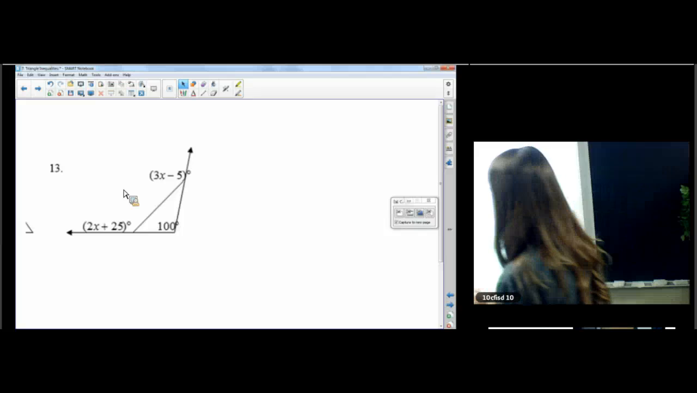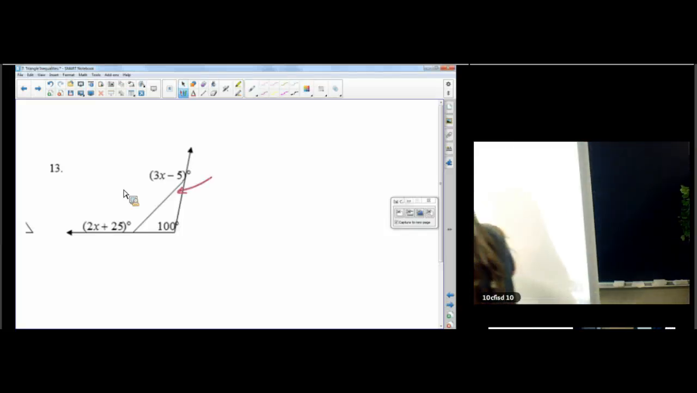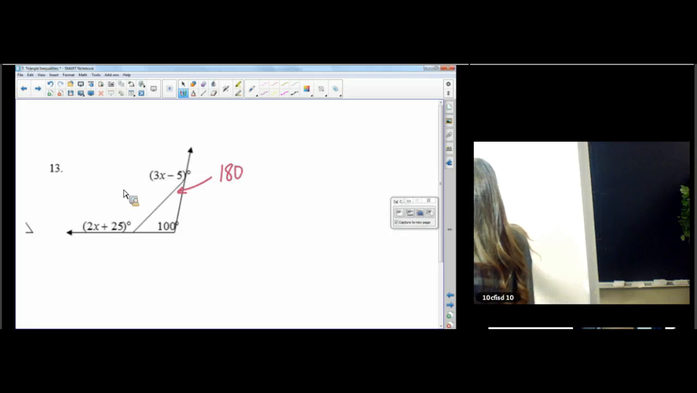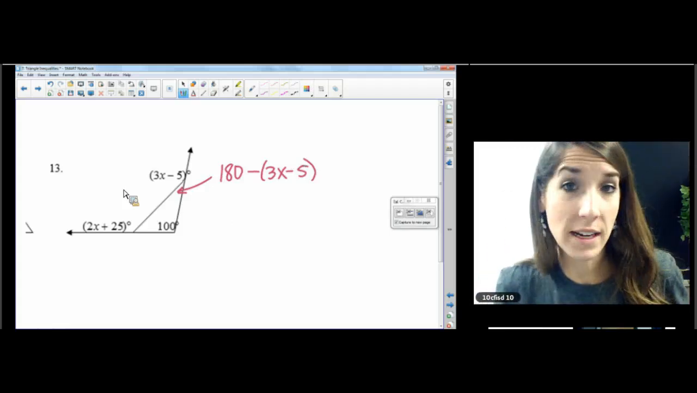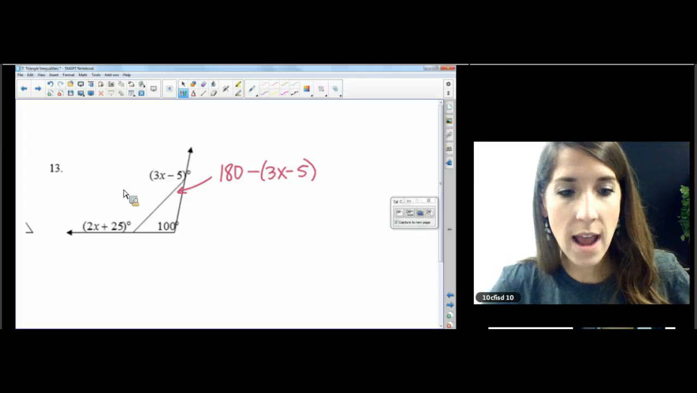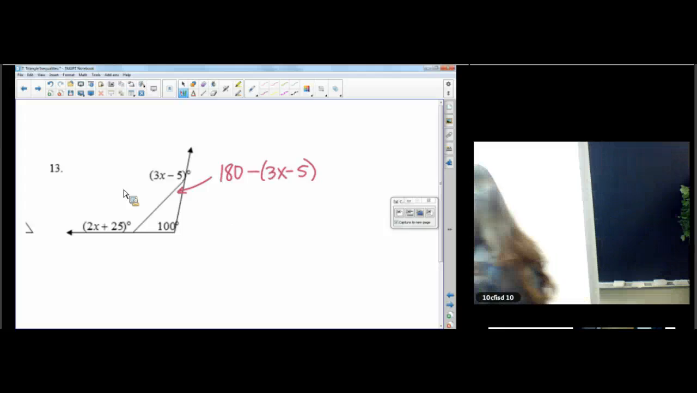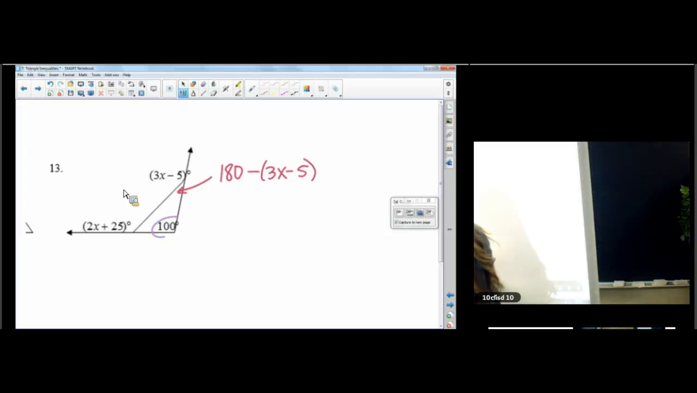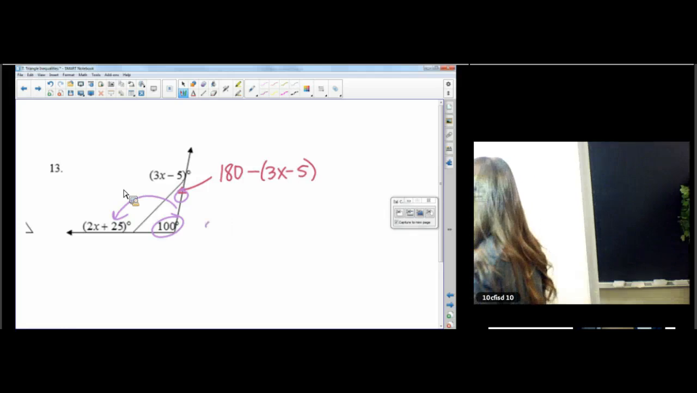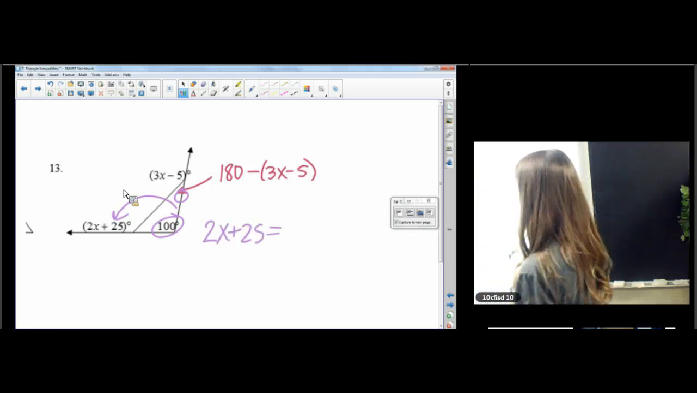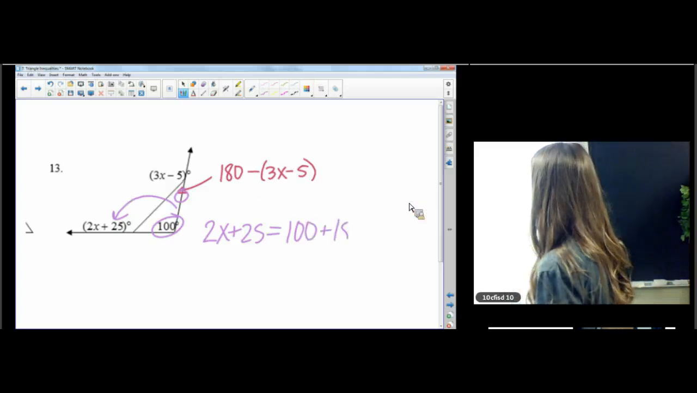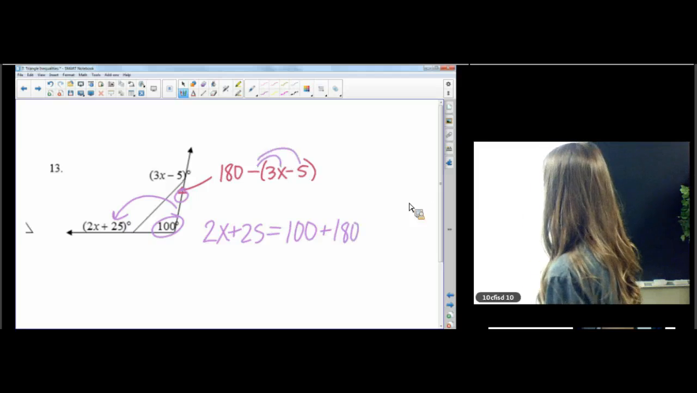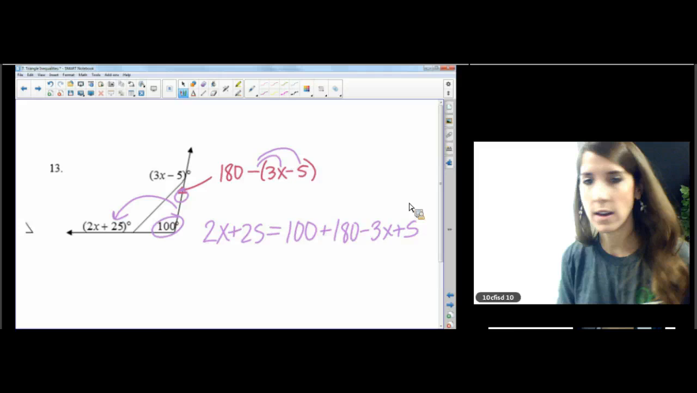Well, first, I would rewrite this angle right here. I would call that angle 180 minus its linear pair. Is that okay with everyone to start with? That angle is 180 minus 3x minus 5 because those are a linear pair. Now, we know from the exterior angle theorem, we know that this angle plus this angle equals that angle. So we know 2x plus 25 is the sum of the remote interior angles. 100 plus 180, and I'm going to distribute that negative, minus 3x plus 5. Do you see how I distributed the negative?